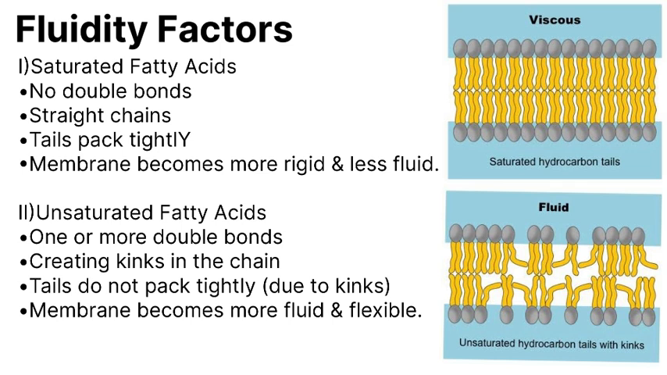And the unsaturated fatty acids could have single and double bonds, and they create a kink in their chain. You can see in the structure of the unsaturated hydrocarbon tail that they have a kink, which you can relate with a knot, as they are anti-parallel structures of their tails. These tails do not pack tightly because of their kink structure, and because of that these membranes become more fluid and flexible as compared to the saturated one.